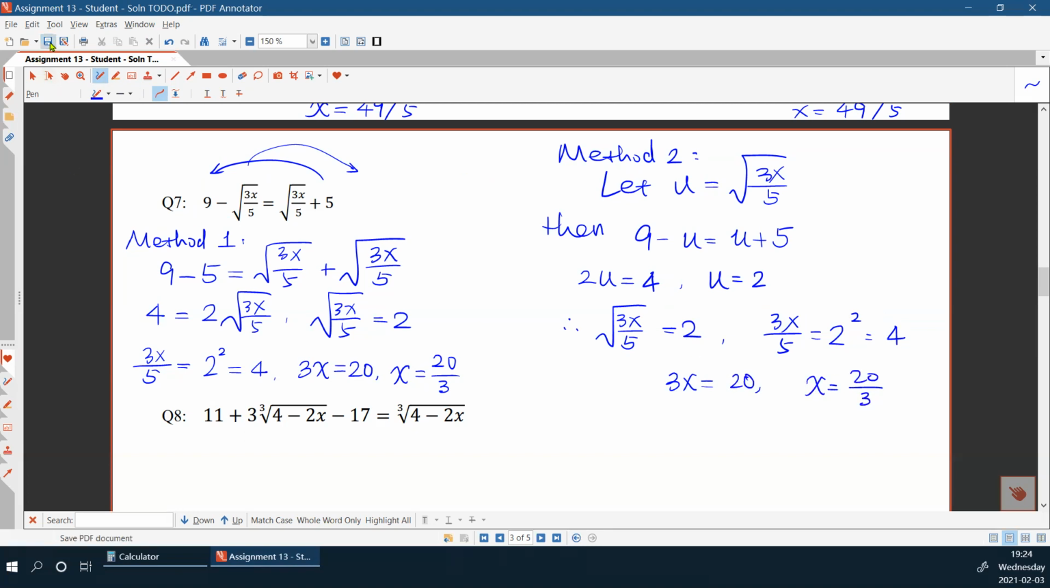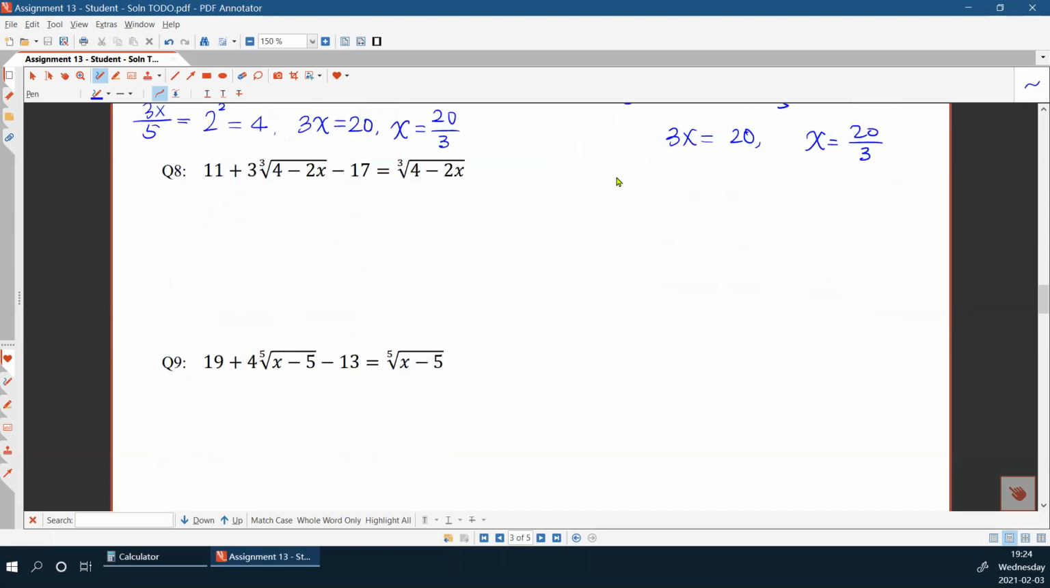Right? Okay, have a look at these. Do you have any questions? No? All right, let's see question 8. Question 8 also is very similar to the last one because you have very similar terms on both sides of the equation, right? So also we have two methods.